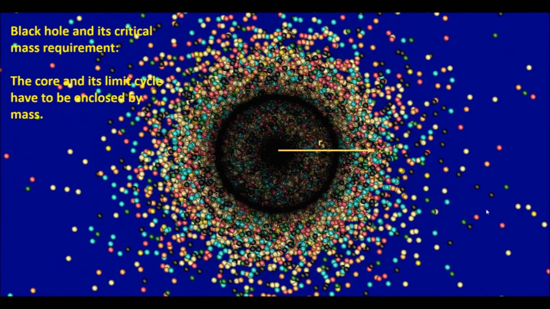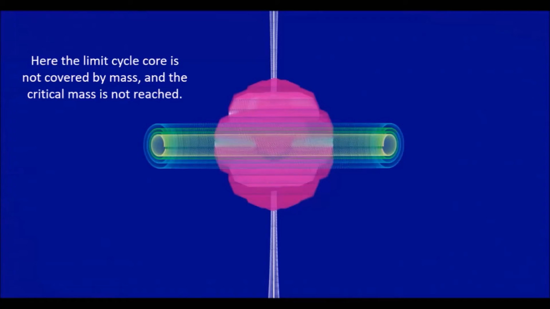There is one more requirement a black hole needs to have. The core has to be completely covered by mass, and the limit cycle must be encased. If this is not so, the core flow is disturbed, and the core will not establish required gravitational force. In other words, the core has not reached the critical black hole mass. This required condition typically occurs with supermassive dying stars. If a dying star is not supermassive, it is unlikely for the core to reach the required black hole mass.